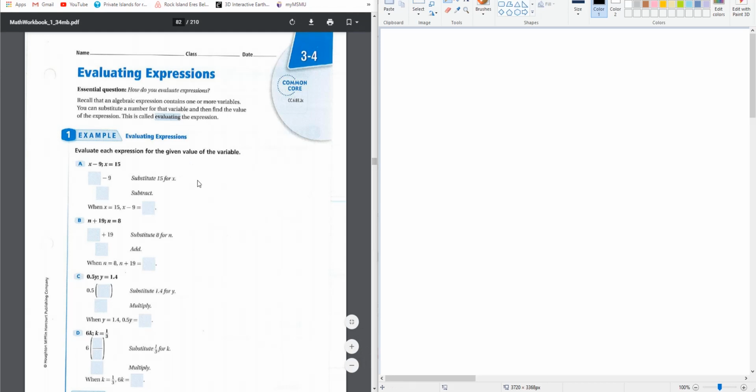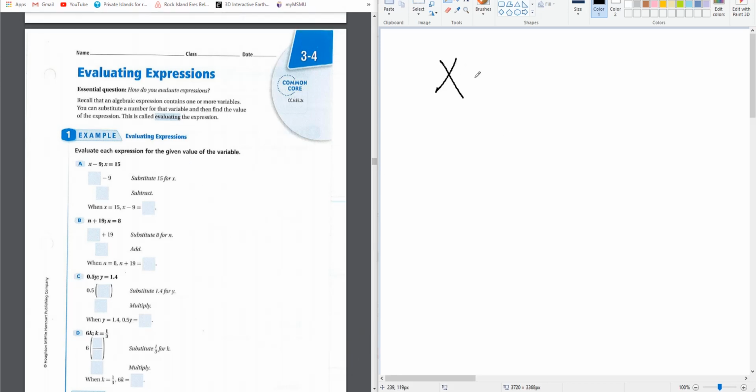So here today, evaluating expressions. So let's say we have an algebraic expression, x minus 9. Now usually we kind of just leave it like this because we don't know what x is, so we can't minus 9 from it. We can't minus 9 from something that we don't even know what it is. So this is usually how you leave it.